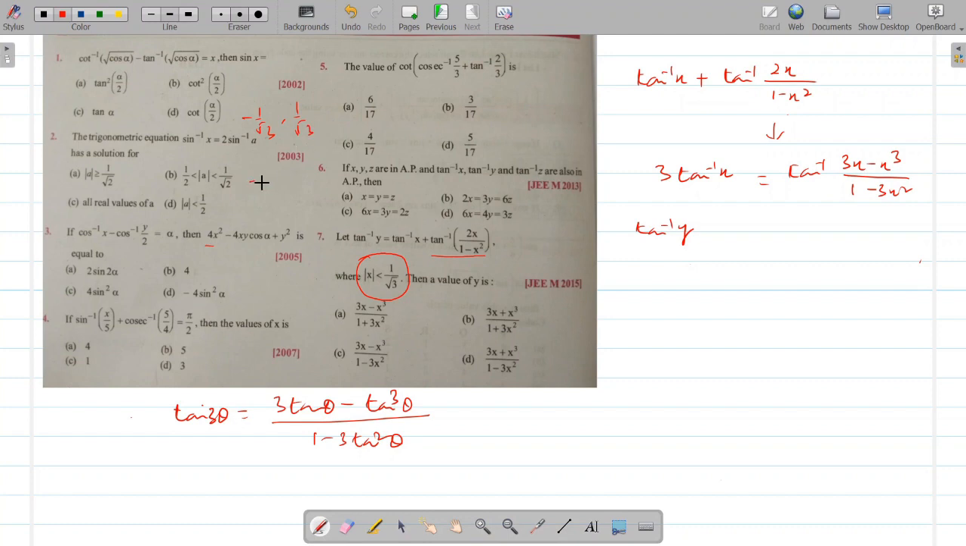Between means minus pi by 6 to plus pi by 6. So even if I multiply by 3, I'll get the value between minus pi by 2 to plus pi by 2. 3 into minus pi by 6 and 3 into plus pi by 6, you'll get minus pi by 2 and plus pi by 2. So there is no harm in using this formula directly. So now the value of y is 3x minus x cube upon 1 minus 3x square. So C option is correct.